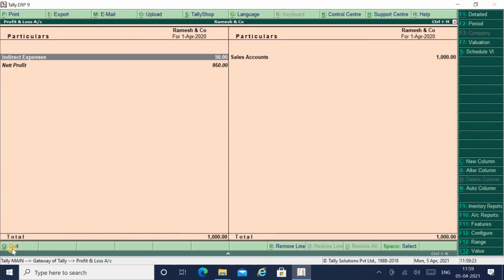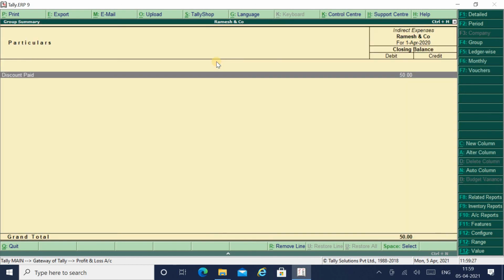Now go to profit and loss account, and under indirect expense you would be able to see the discount paid 50 rupees. Okay friends, now in this way you have to make the accounting entry for discount allowed or discount paid. I hope this concept must be clear.